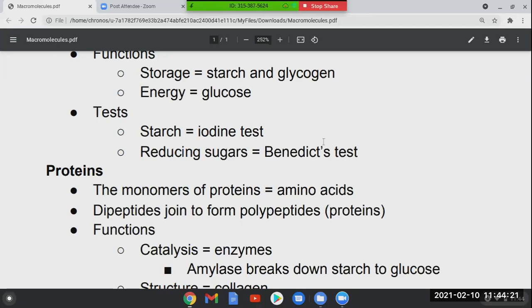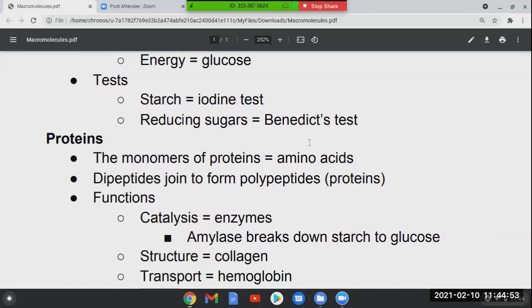The same thing for Benedict's test. It is a light blue solution. So what you do is you take a sample of carbohydrates and you add this light blue solution on it. And if it changes color into a darker solution, that means the sample has some kind of reducing sugars. And one example for reducing sugar is maltose, and another one is glucose.